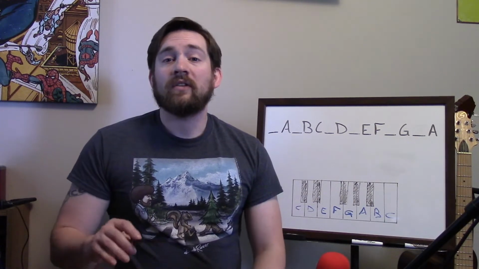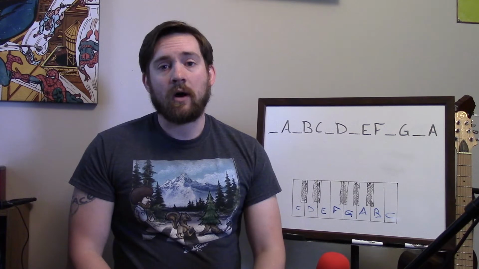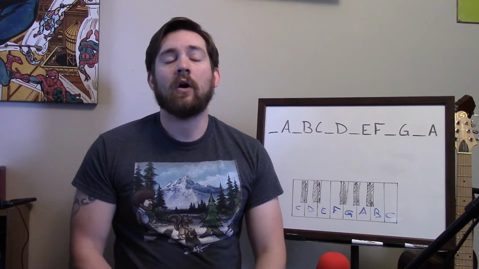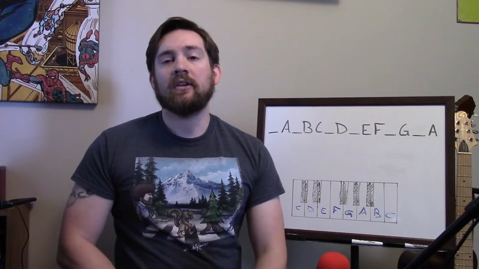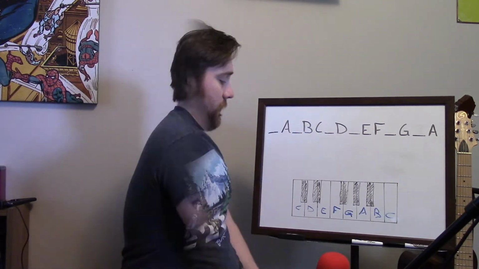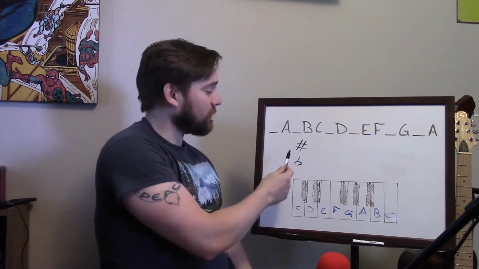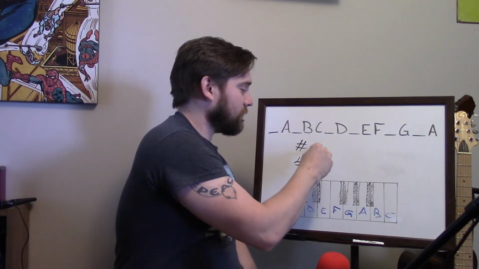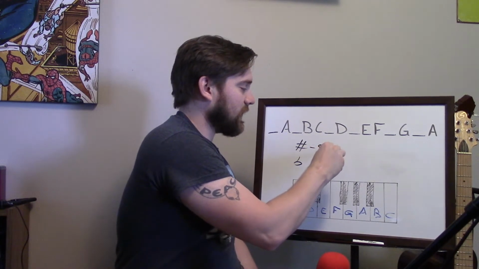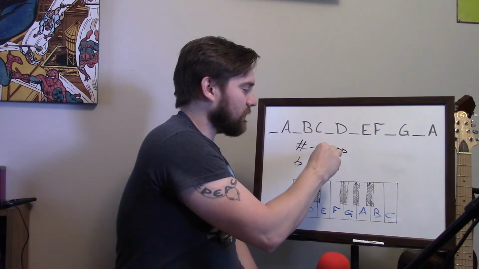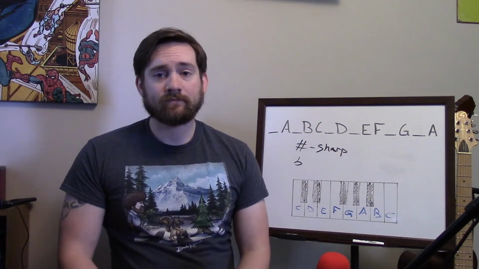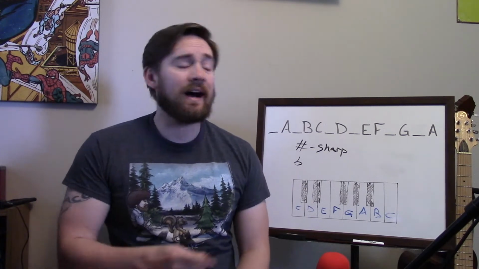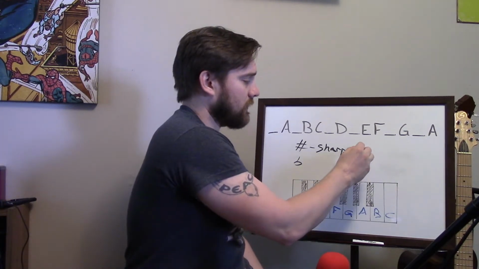Now, where we start to diverge from our normal alphabet is when we include things called accidentals. These are our sharps and flats, and you might have seen some of these symbols before. So the sharp symbol looks like a pound sign or a hashtag for the younger generation. It's a hashtag. Sharp. And that word means high or higher.